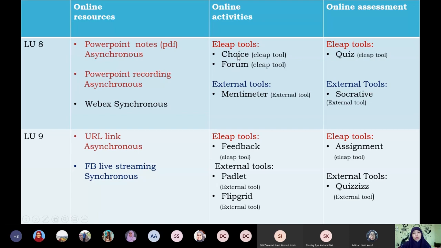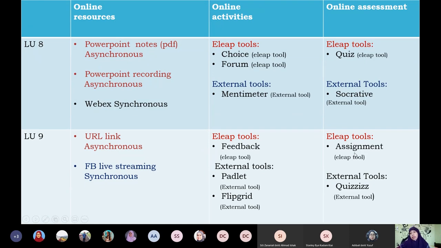Maybe choice is too simple. Maybe you can use feedback, the ELEAP tool, or external tools. Maybe not only Mentimeter, maybe you want to use Padlet or Flipgrid, because these tools are available. And the same goes with the online assessment.